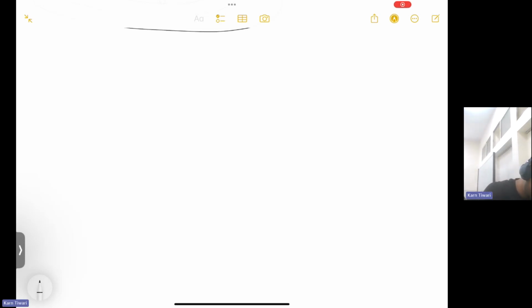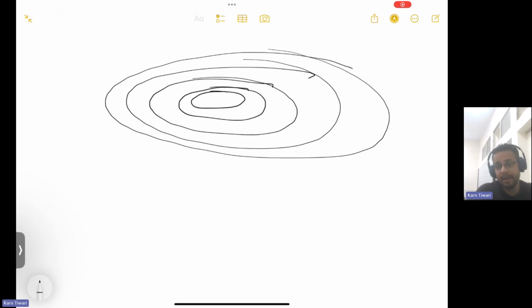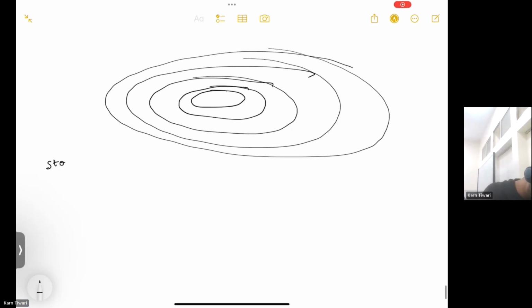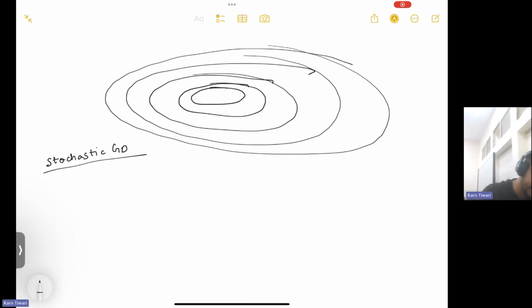So the thing is, we are looking at gradient descent. This is just a contour plot. Normal gradient descent is where we take a gradient with respect to all the data. There is also something called stochastic gradient descent. Stochastic gradient descent means that the gradient is taken as an expected value of a gradient.